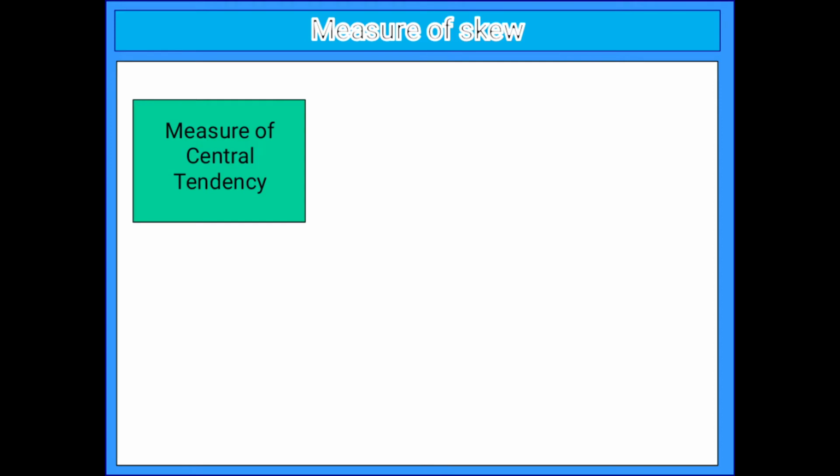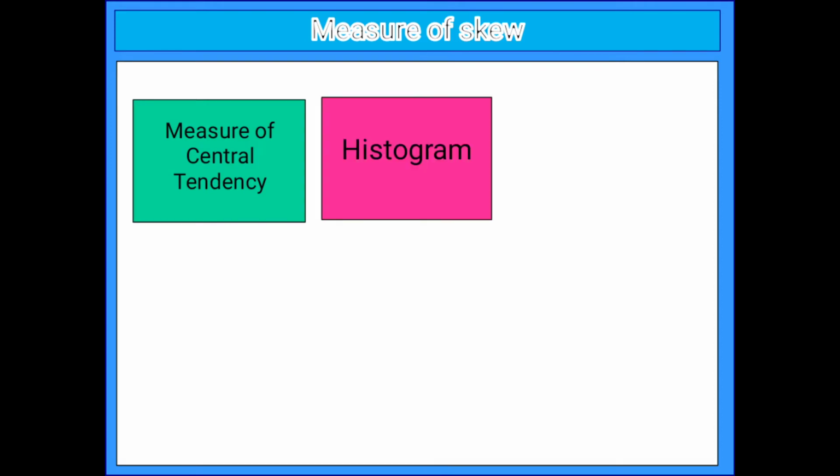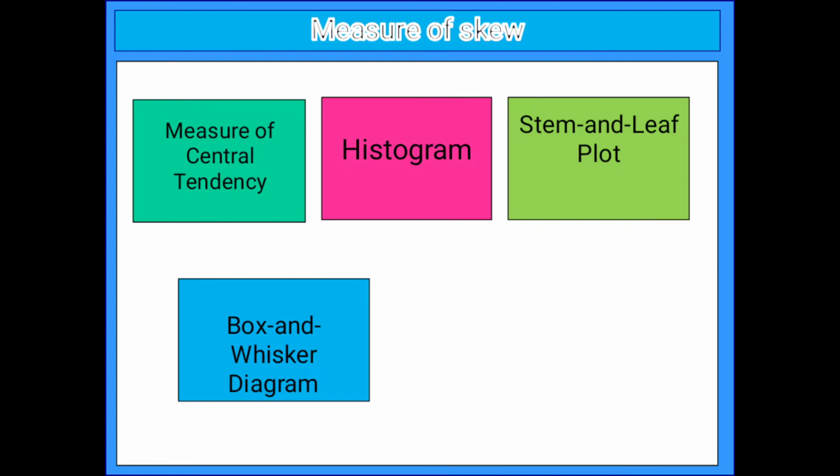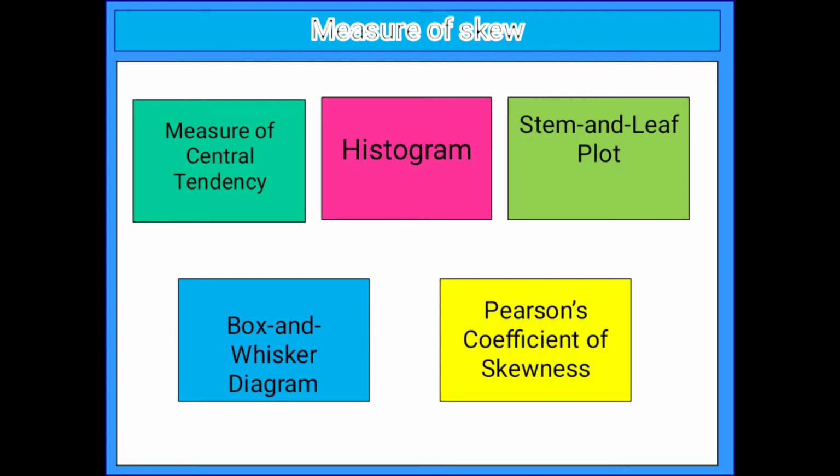So how can we determine the shape of the distribution? We have five methods here. First is the measure of central tendency. Next is via the histogram. Third is using the stem and leaf plot. Fourth is by using the box and whisker diagram. Fifth is by using the Pearson's coefficient of skewness.